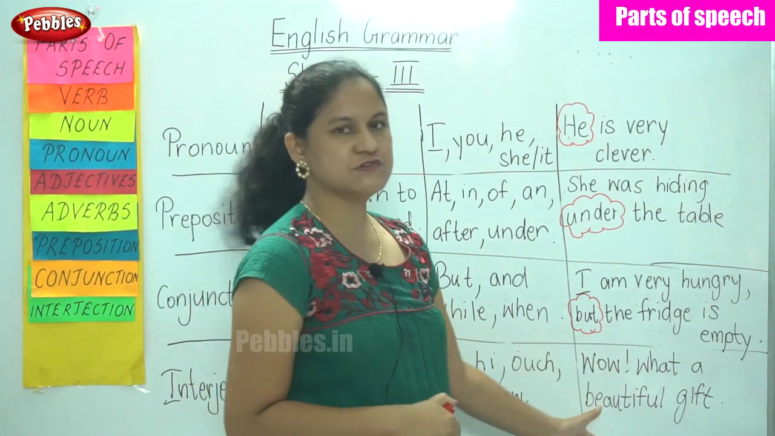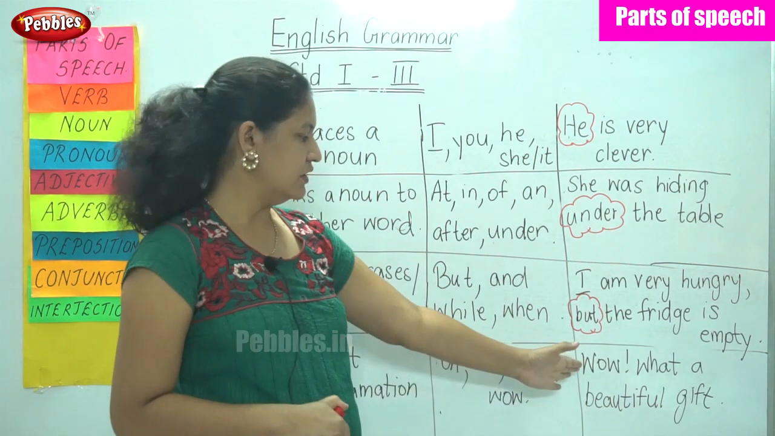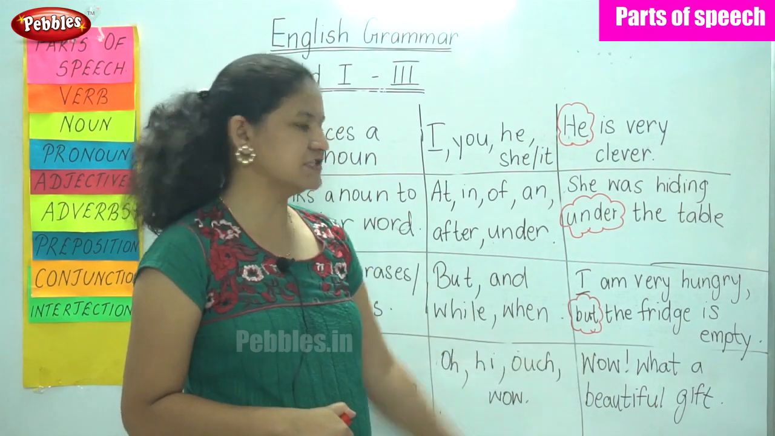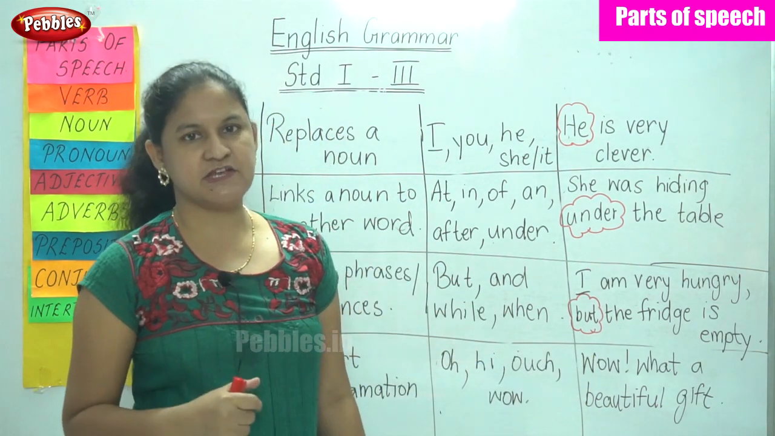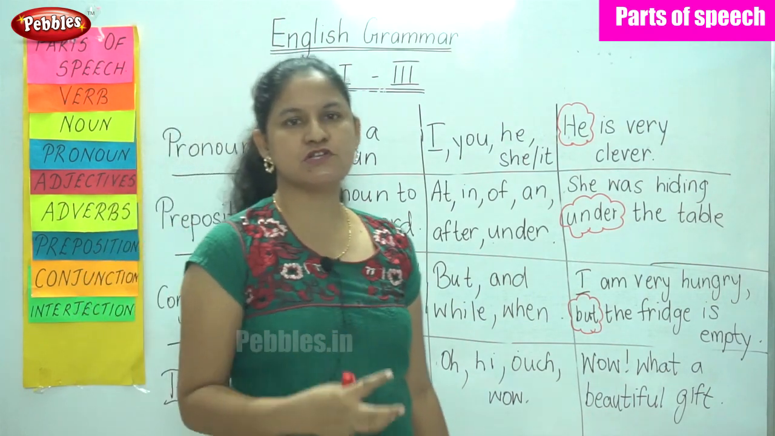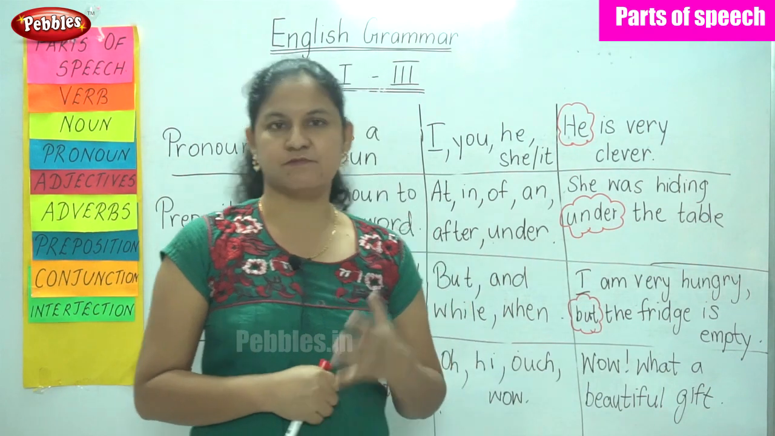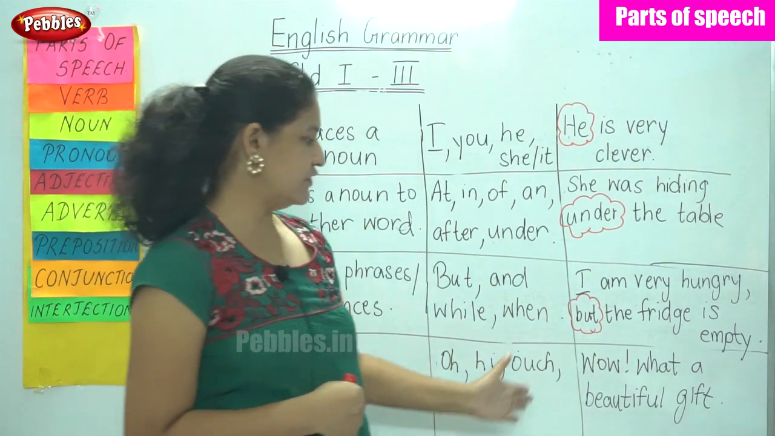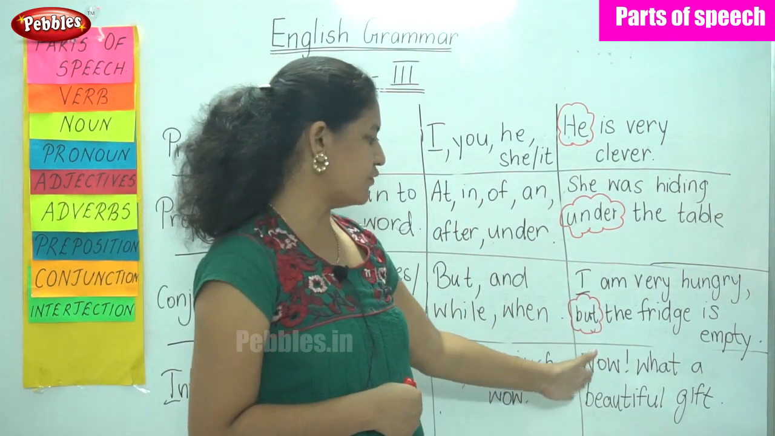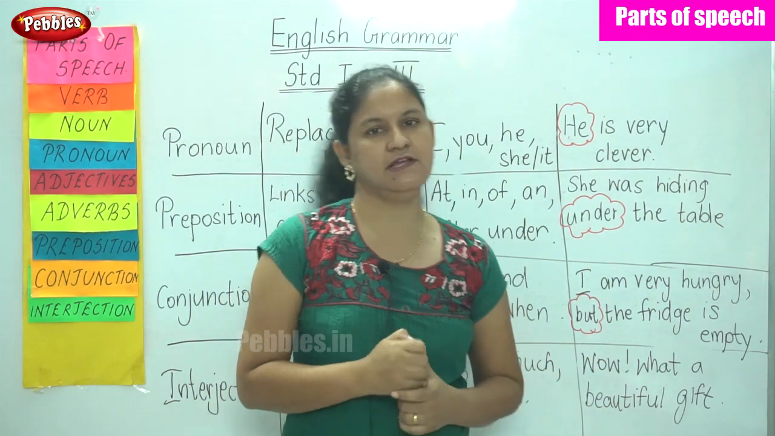Wow, what a beautiful gift! So the interjection is followed by an exclamation mark because the emotion or feeling expressed is to the maximum, is strong. So then we use the exclamation mark. Wow, what a beautiful gift!